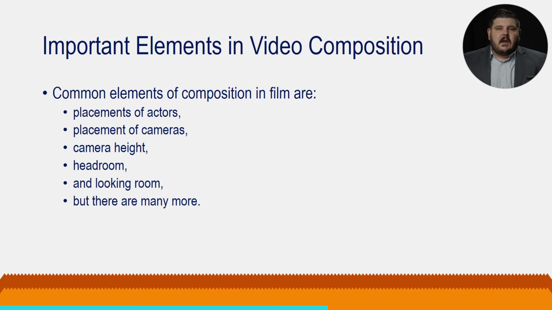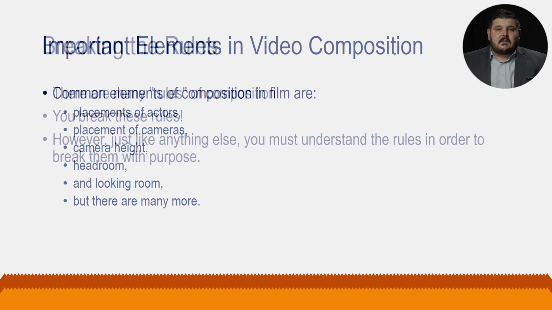Some of the most common elements of composition in film are placement of actors, placement of cameras, camera height, headroom, and looking room, but there are so many more. We will cover quite a few in the next few lessons.